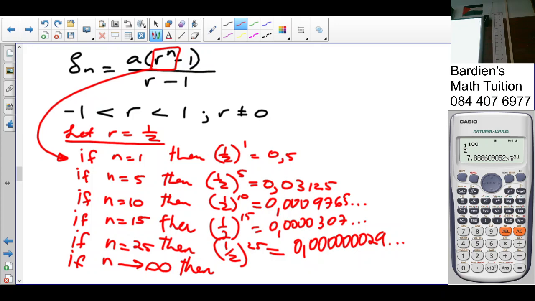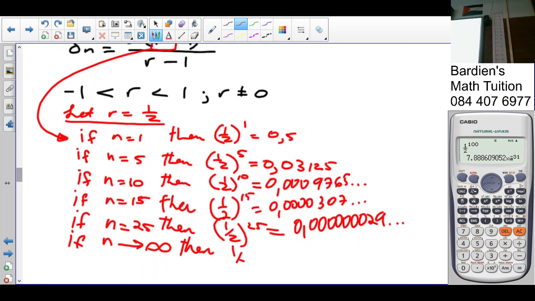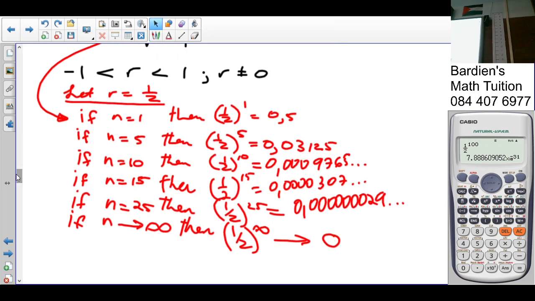What do you notice? The numbers, say it, the numbers getting smaller, yes. So as n becomes even larger, what do you then notice? Then r to the infinity will approach 0. Not so? So as n approaches infinity, then r to the n has to approach 0. Okay.